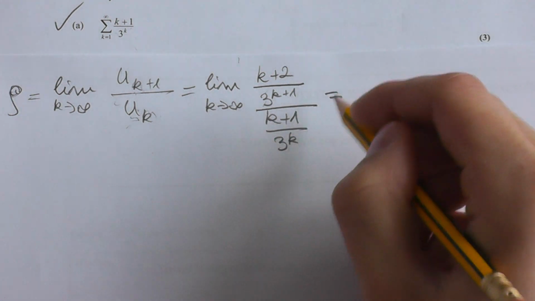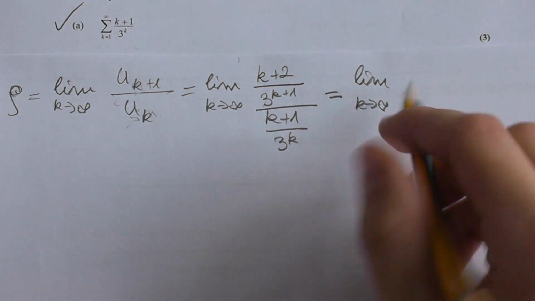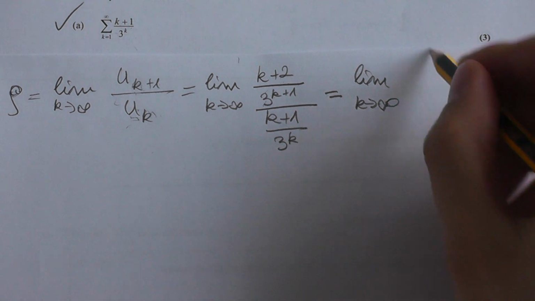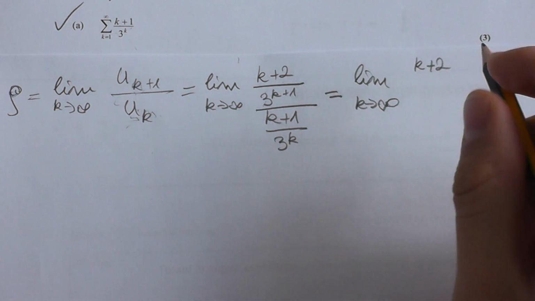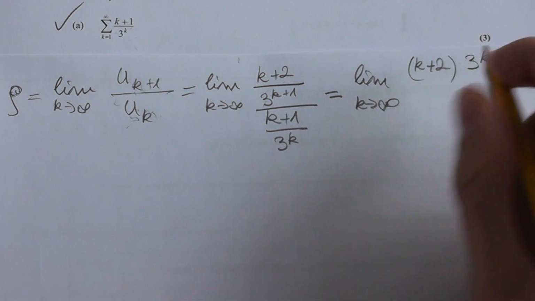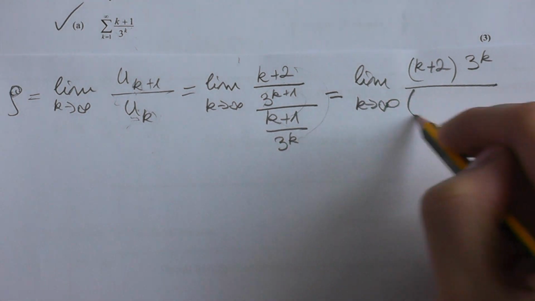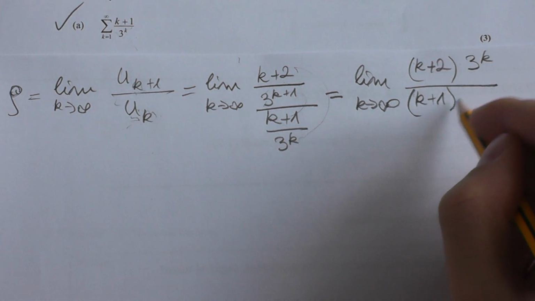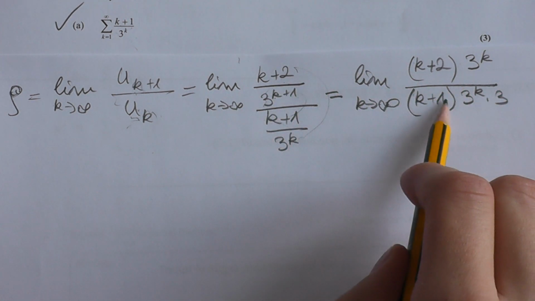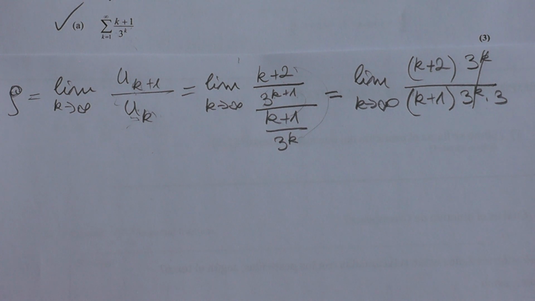This you can rewrite as the limit as k approaches infinity of (k+2) times 3^k, outers over inners, over (k+1) times 3^k times 3, because 3^(k+1) is nothing but 3^k times 3. And then these conveniently cancel out.